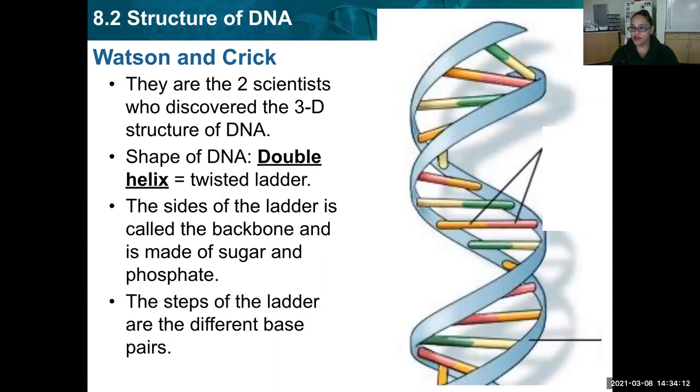And the steps, the part you would actually step on if you were climbing the ladder, are the 4 nitrogen bases. And they are paired in a specific way.